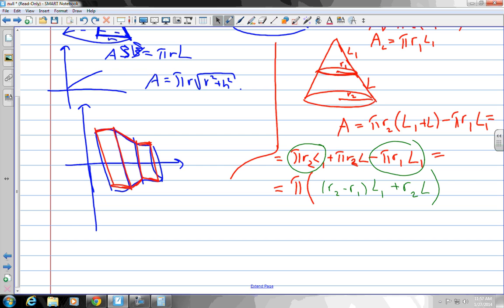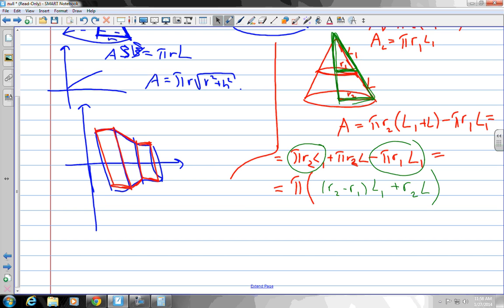Is that okay? I want to do something about this. R2 minus R1. That's going to get messy. I'm going to have to look at similar triangles. Do you see the two similar triangles? The big one and the little one? Do you see those two?